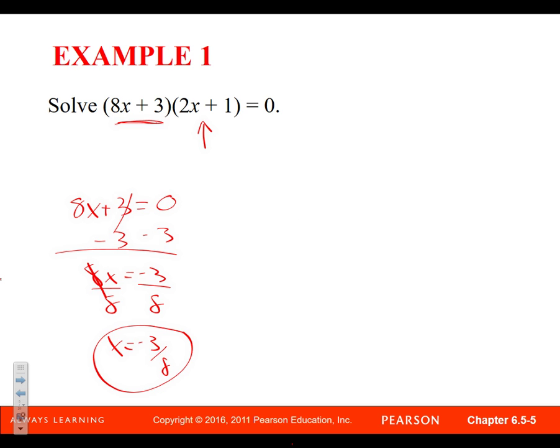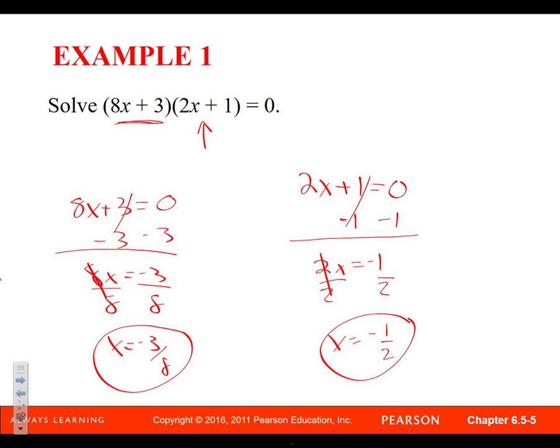So I can ask myself, how would 2x plus 1 equal 0? Can everybody see that's going to be negative a half? Subtract 1 from both sides, so I get 2x equals negative 1. I divide both sides by 2, which means x could be negative 1/2. So now I can go to the top and say the solutions for x are negative 3/8 and negative 1/2.